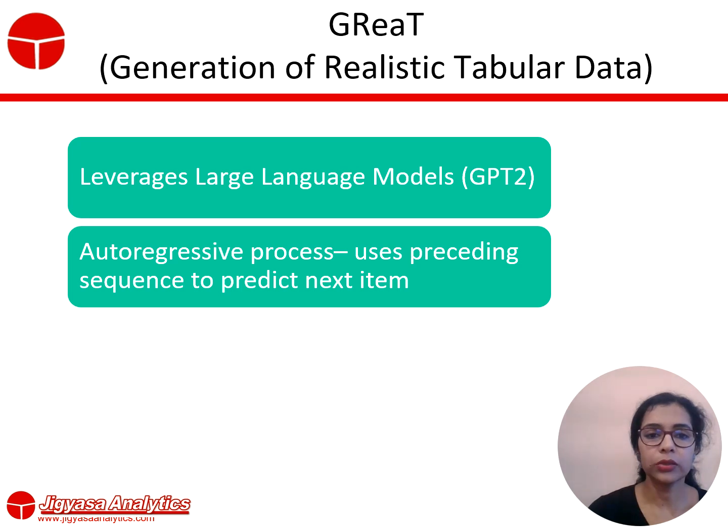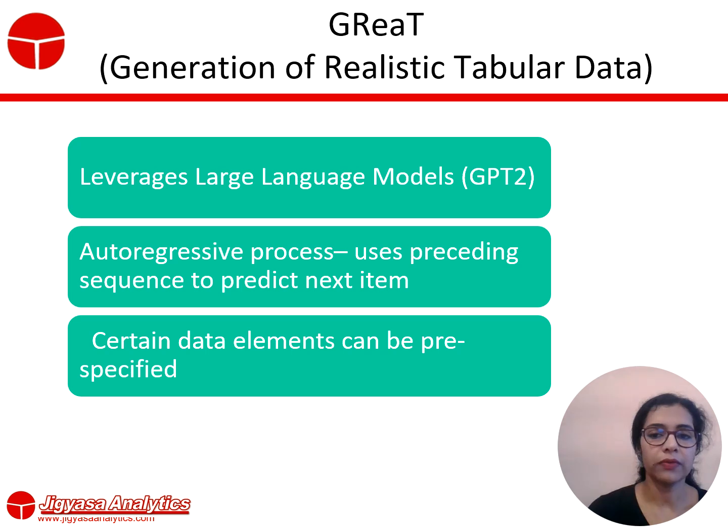Just like GPT-2 is used in NLP, GREAT follows an autoregressive process, which means it predicts each token in a sequence one after another based on the preceding tokens. Another powerful feature of GREAT is conditioning. We can pre-specify values for specific columns. This allows GREAT to generate realistic yet controlled synthetic data by predicting the next token conditioned on the pre-specified values.